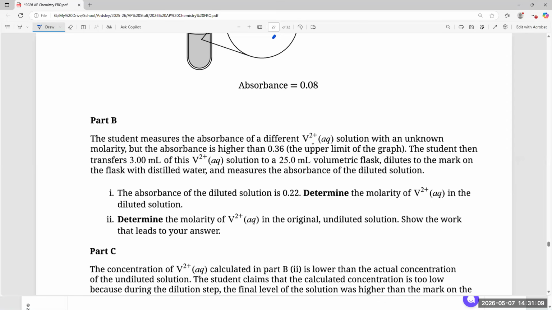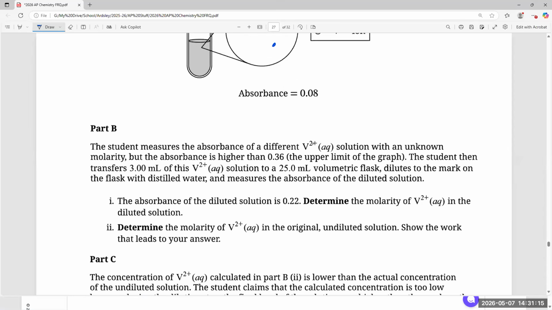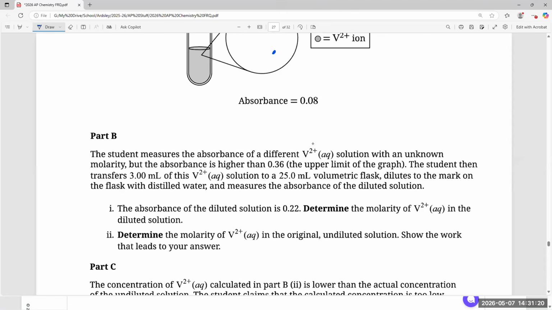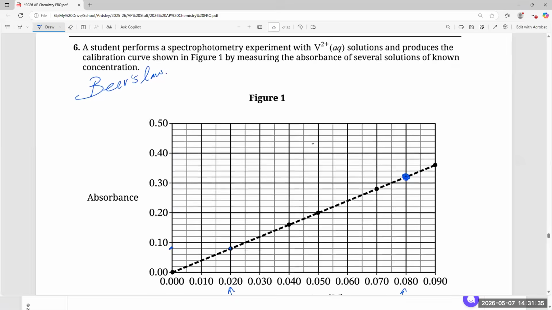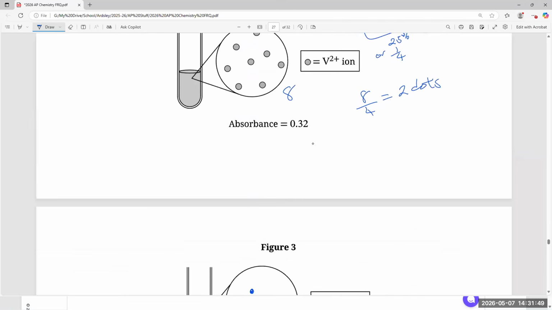All right, let's go. This is B, Roman numeral 1. Did we just do this? Let's determine the molarity of this diluted solution. The absorbance is 0.22. You're just reading it, right? Elementary school kids could do this. 0.22 is right here. They even put a dot. That means it's this. Yeah, it's this easy. That was really simple.